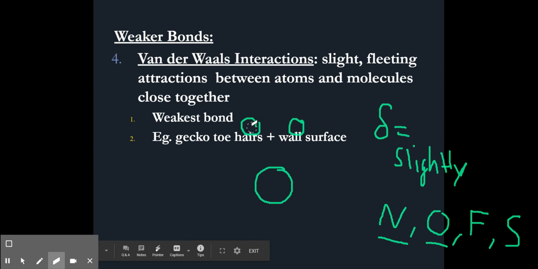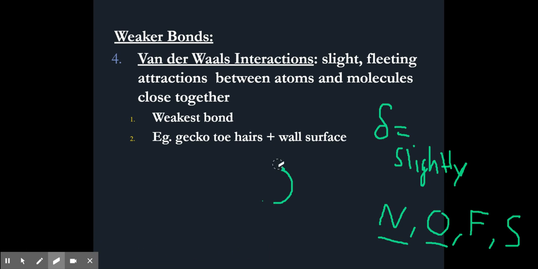Next up, we have what are known as van der Waals. Oh, geez, I'm sorry. Let me erase all this. So we have van der Waals forces. This is a slight force, so this is actually working in decreasing strength.